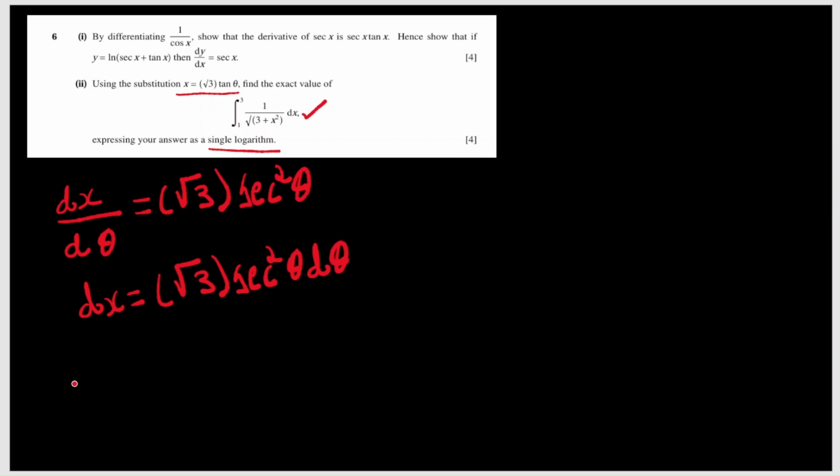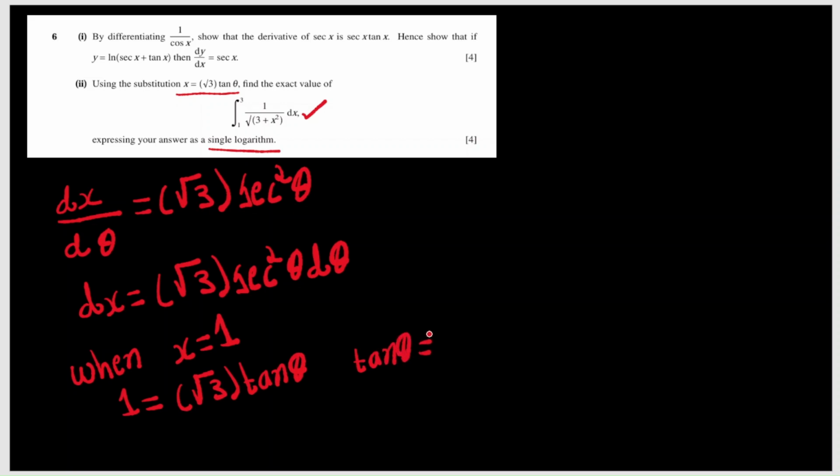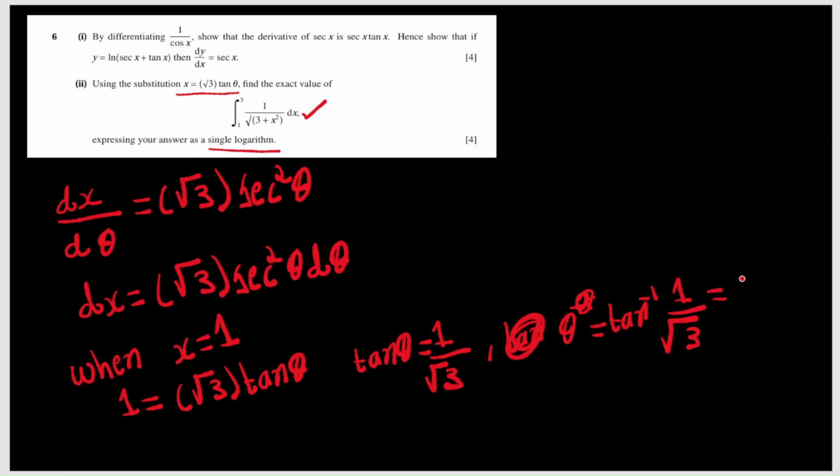So when x is equal to 1, 1 is equal to root 3 tan theta, and this is going to become tan theta is equal to 1 over root 3, and what do we get? Theta is equal to tan inverse 1 over root 3. So when you do this, you're going to get pi by 6.